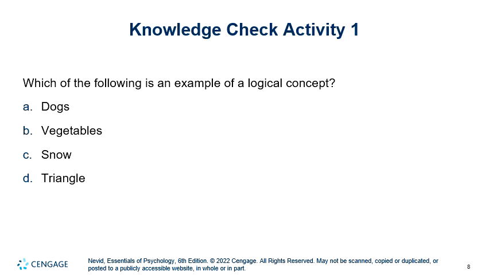All right, well, let's see if it made sense to you. It's time for that activity check. Which of the following is an example of a logical concept? Would that be A, dogs, B, vegetables, C, snow, or D, triangle?